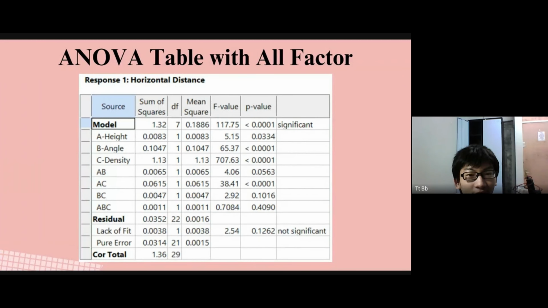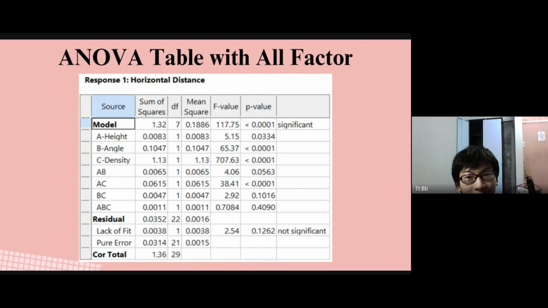This shows the ANOVA table with all factors included in this experiment. Based on this table, all factors were included, which are the main factors A, B, C and the interaction factors AB, AC, BC, and ABC. Basically, based on this figure, we can see that the factors AB, BC, and ABC do not significantly affect the result.